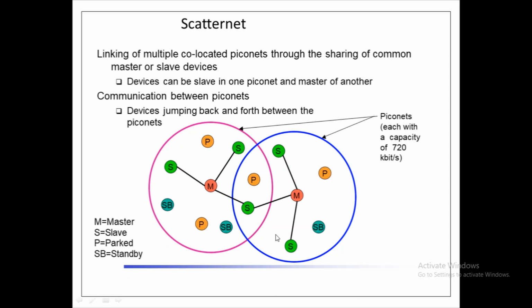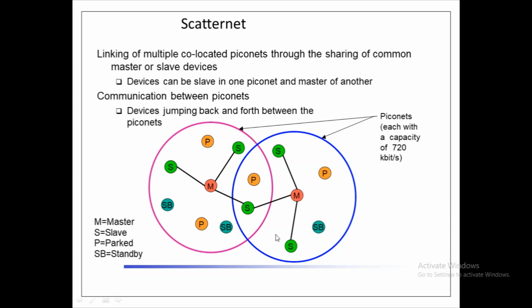So it is clearly not possible for the master of one piconet to act as a master of another piconet, as this would lead to identical behavior. So one master will not occupy the place of master in another piconet, right? So identical behavior will happen.